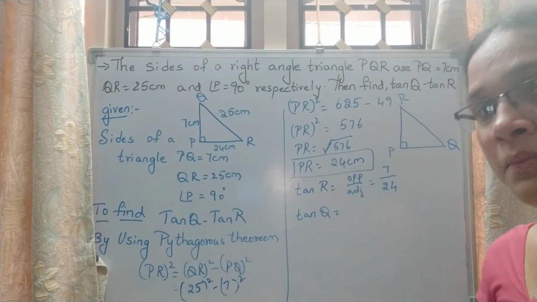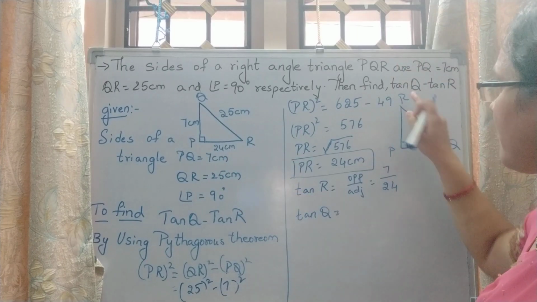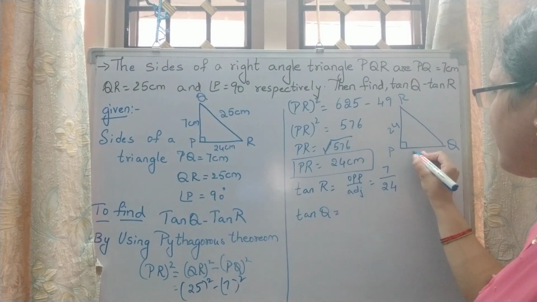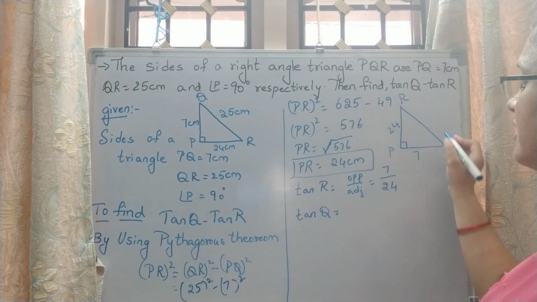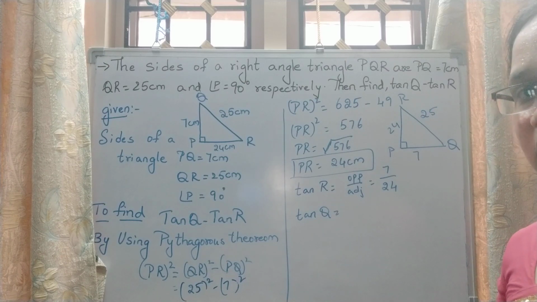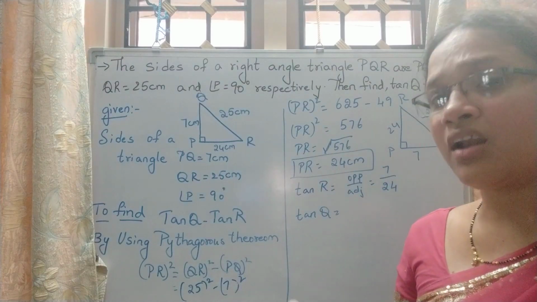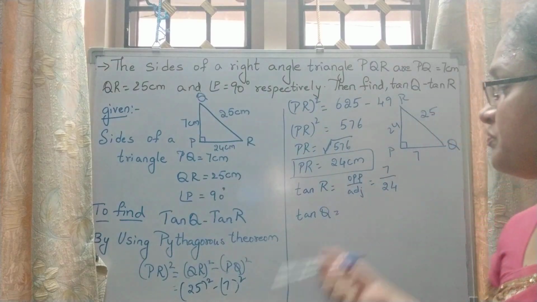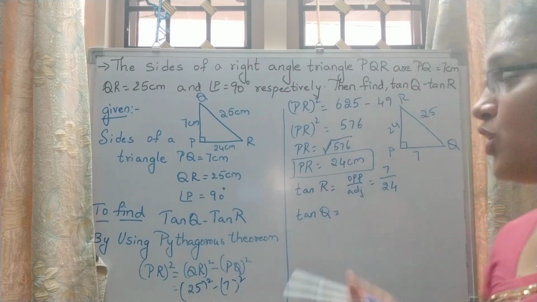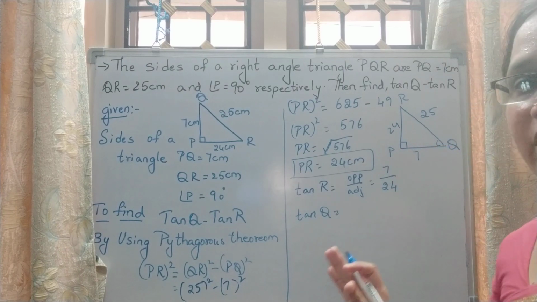And how will you write the measurements? Look here. PR is 24. So wherever P and R are, you should write 24. And PQ is 7. And QR or RQ is 25. Yes. Did you understand, children, how to write this? Why did I draw another triangle? In order to write the value of tan Q. When it is towards this side, that means when it is opposite to the right angle, you will be able to take it properly.